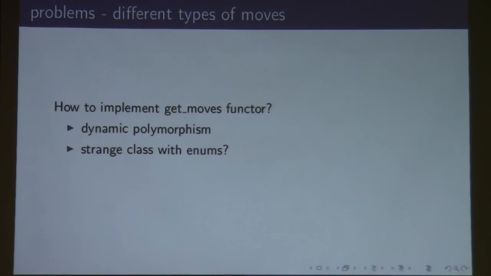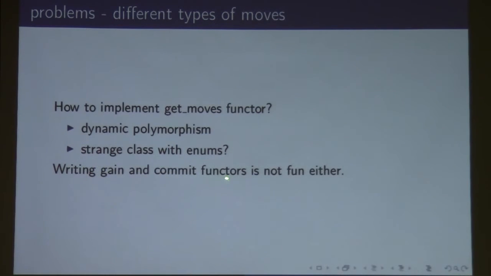Or we can just create some strange class with enums. So we've got one class, and it has an enum inside which says I am an add move or I am a remove move, and this is creepy. We don't want to do that. And if you write gain and commit functors, this is not cool anymore, because this gain functor has to check what is the type of the given move and then delegate the task to the appropriate place. So you can see that it is not nice to write these functors, and it might also cause inefficiencies, which is maybe even more important.